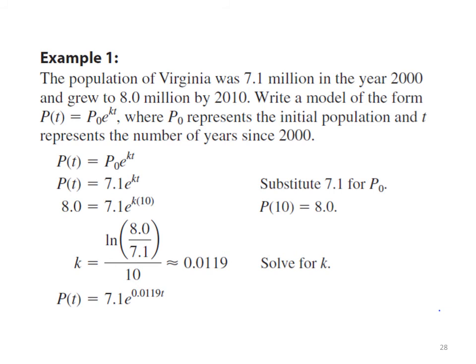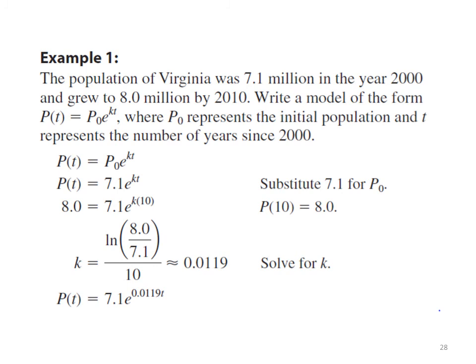The object here, with things like that, is that P0 is normally given. The initial population is given. It's a matter of finding k. Use the information to find k. We've done this before. Once you find k, the constant, then you can substitute it in the model, and that will give you an equation, which will give you your population model.